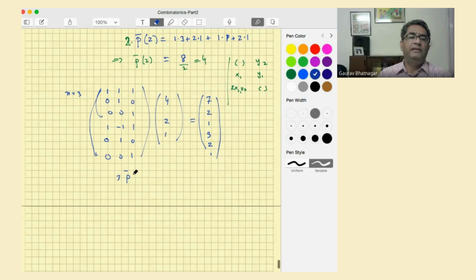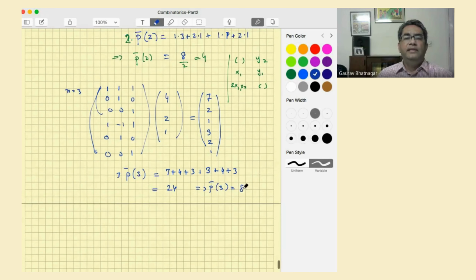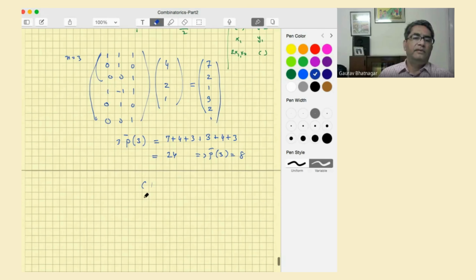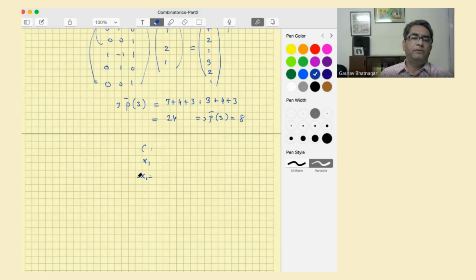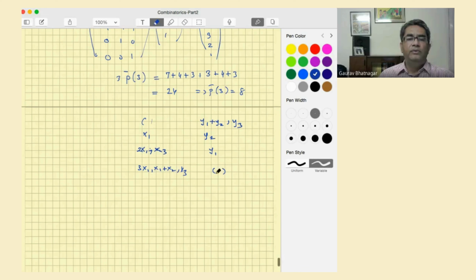And what is 3 times p bar 3? That is going to be 7 plus 4 plus 3 plus 3 plus 4 plus 3. So how much is that? Okay, 10 plus 10, 24. So this means that p bar 3 is 8. And this, let's calculate it again. So it's a 2x1, x2, 3x1, x1 plus x2, x3. And then for y's, y1, y2, y3. So how many are there? 1, 2, 3 plus whatever. 3 plus 4, 5, 6, 7.